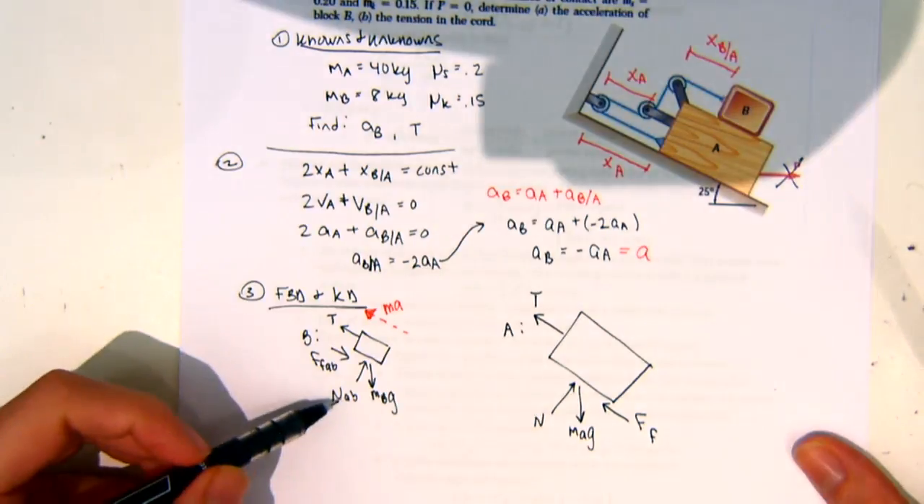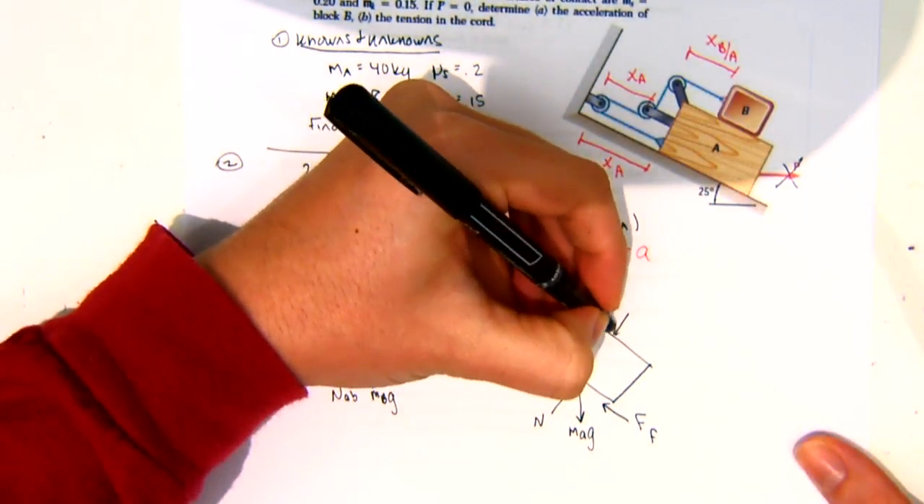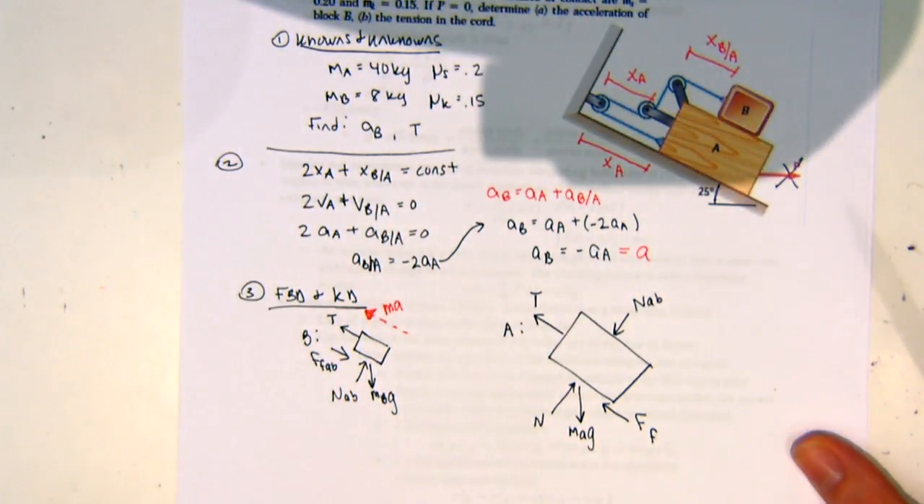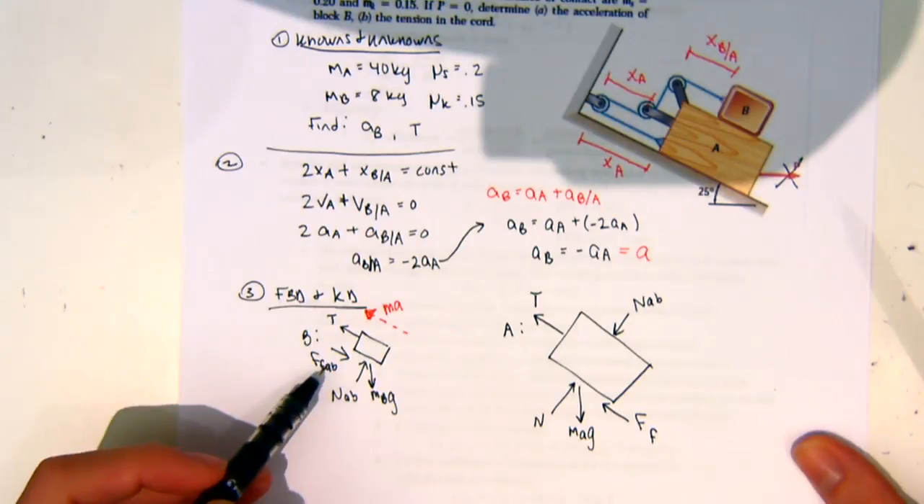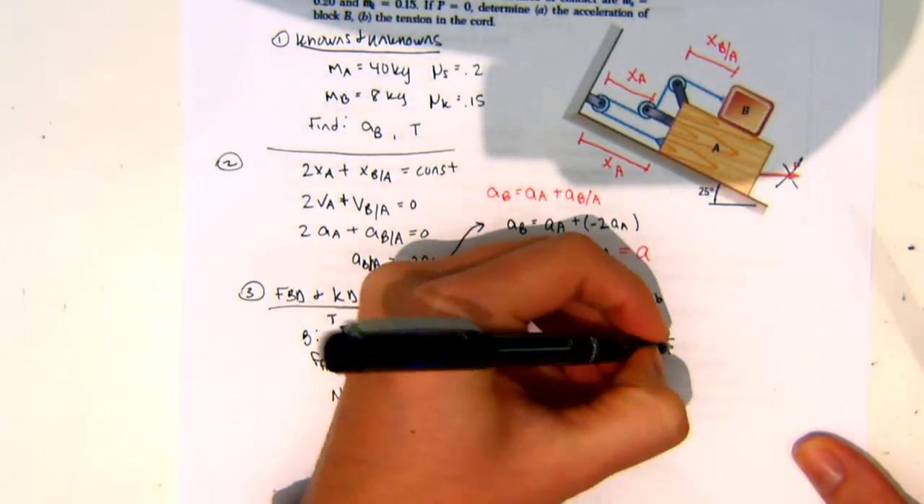So if I have this normal AB going up here, I have to draw it going down here. So that's just a contact force. And then I said that this friction was going down. So on this diagram, I'm going to draw it going up.